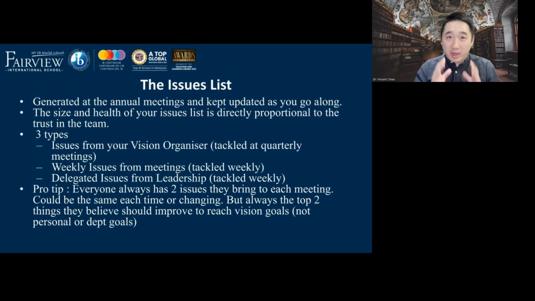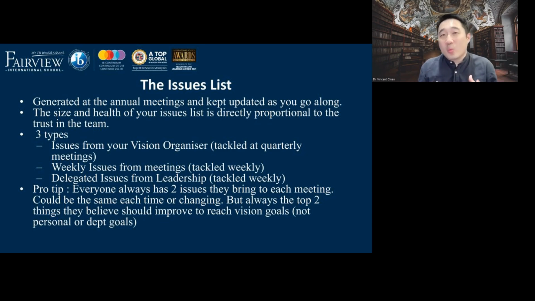So you're really looking at three kinds of issues, and you need to keep this list of three types of issues. One, issues from your vision organizer. Well, we'll tackle the vision organizer later on, okay? But essentially this is your big targets, and these are issues that you'll tackle at quarterly meetings. We're going to go through meetings in the next module, but for now, all you need to know is you need to have one list of big issues that you created when you did your annual reviews.